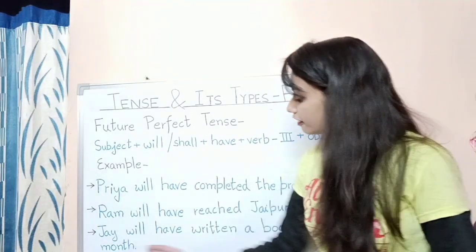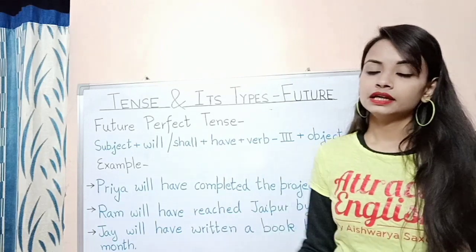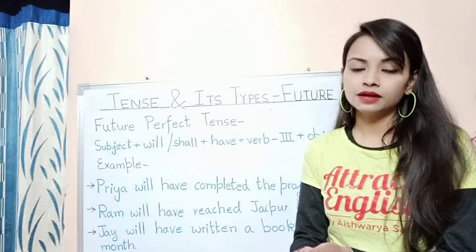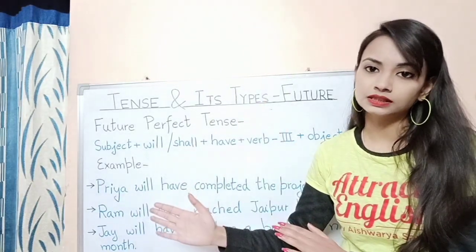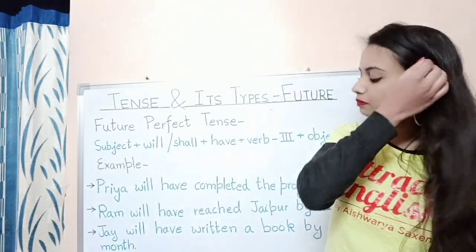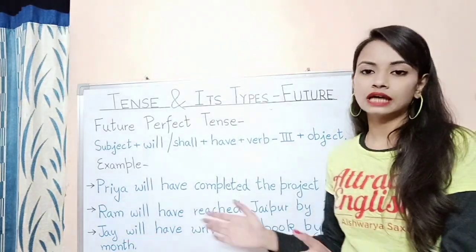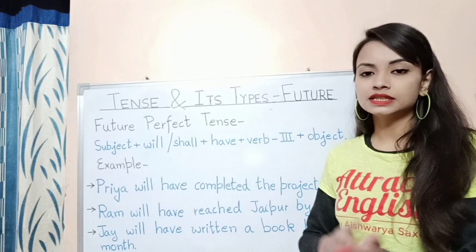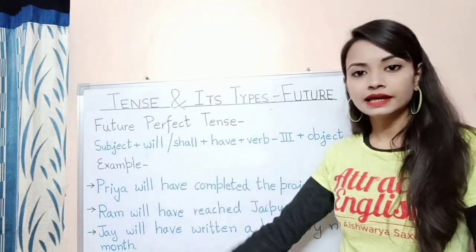Last, Jay will have written a book by next month. It means the point of time that we have taken here is next month. By next month, in future, Jay will have written a book. The task of writing a book will be done by Jay by next month.